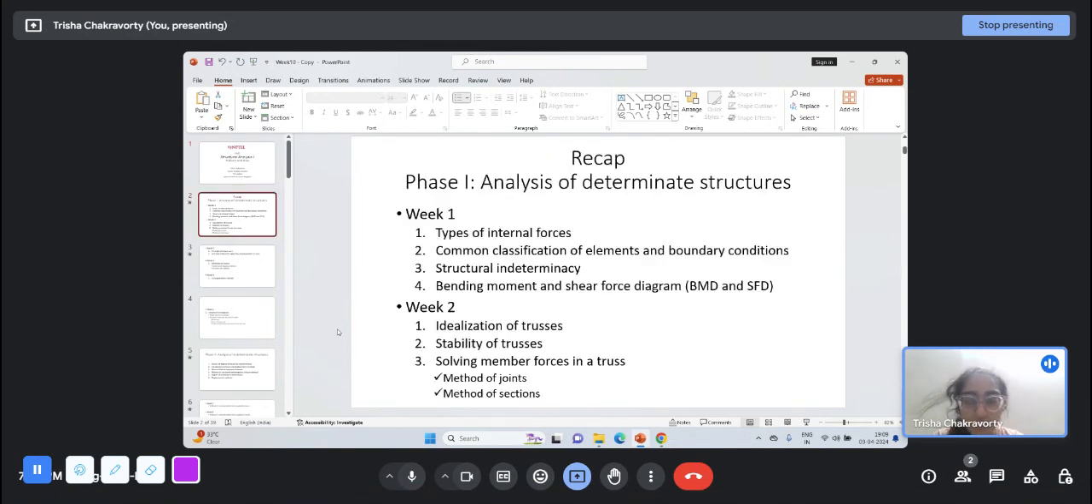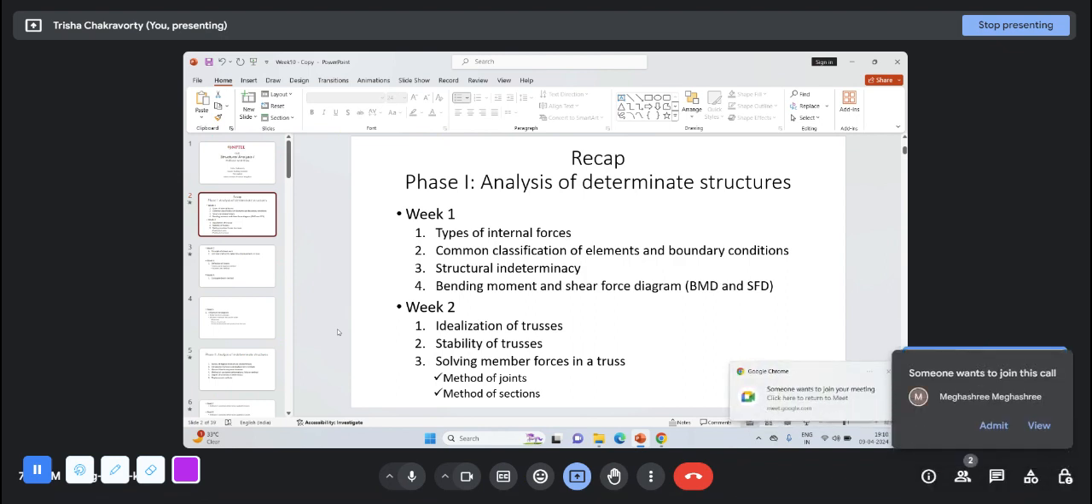As always, we start with a brief recap of the previous 10 weeks. The course is basically divided into two phases. In phase 1, we covered analysis of determinate structures. In week 1, we covered types of internal forces. There is bending moment, shear force, axial force, and torsional moment.